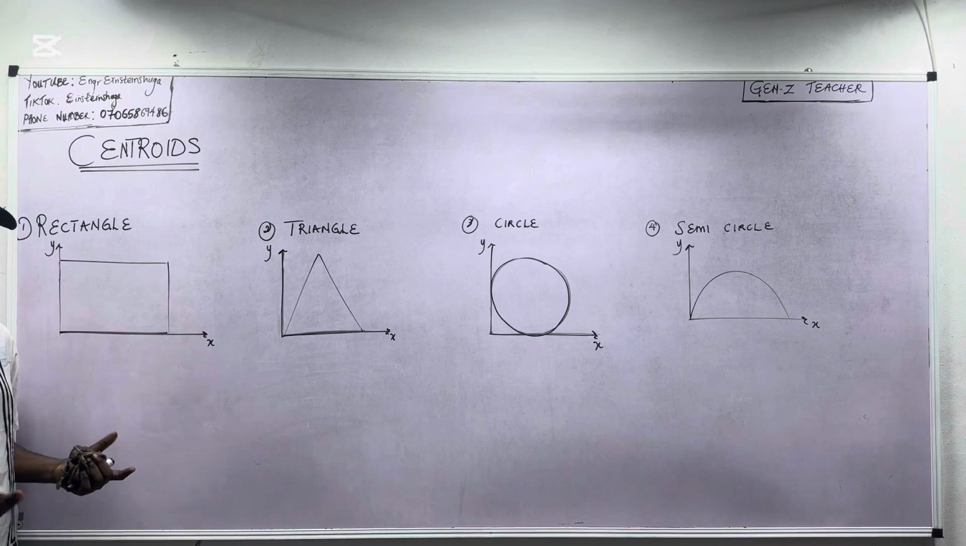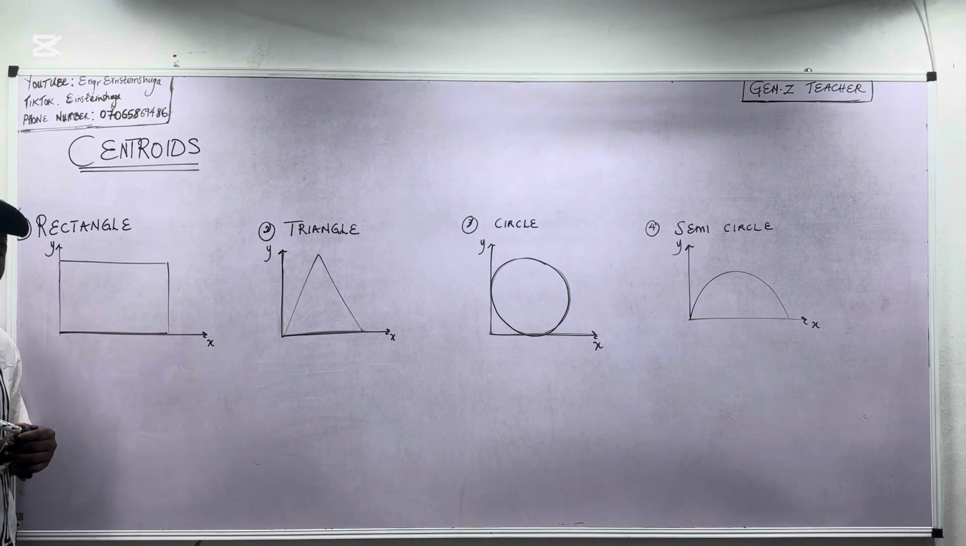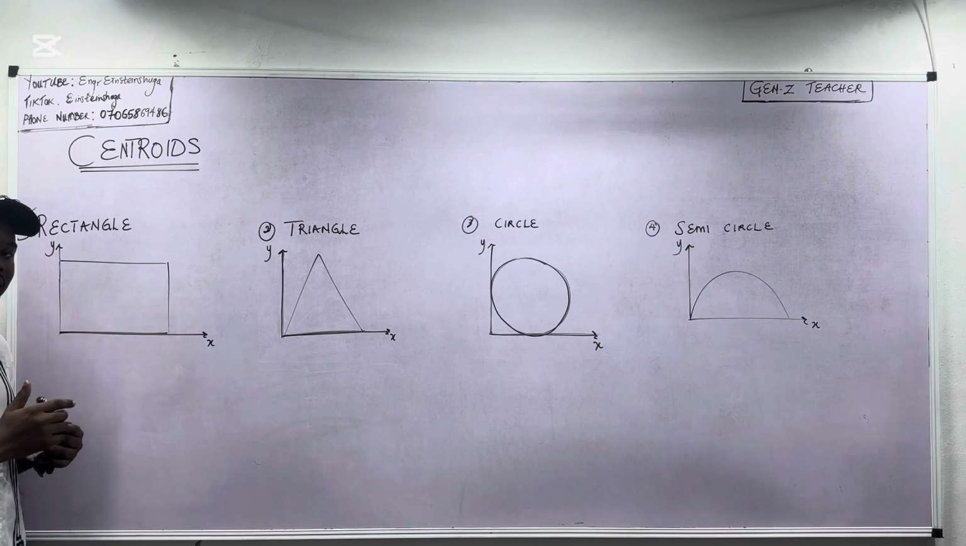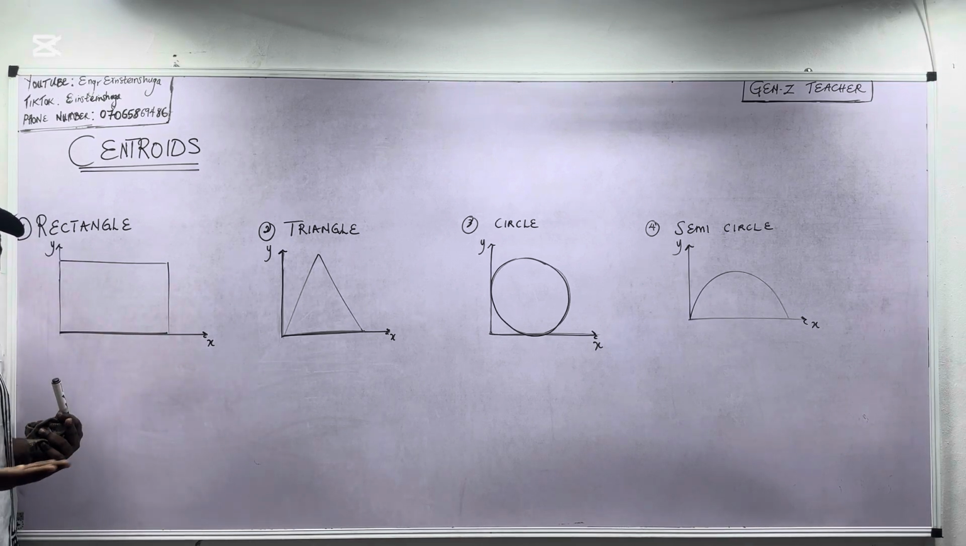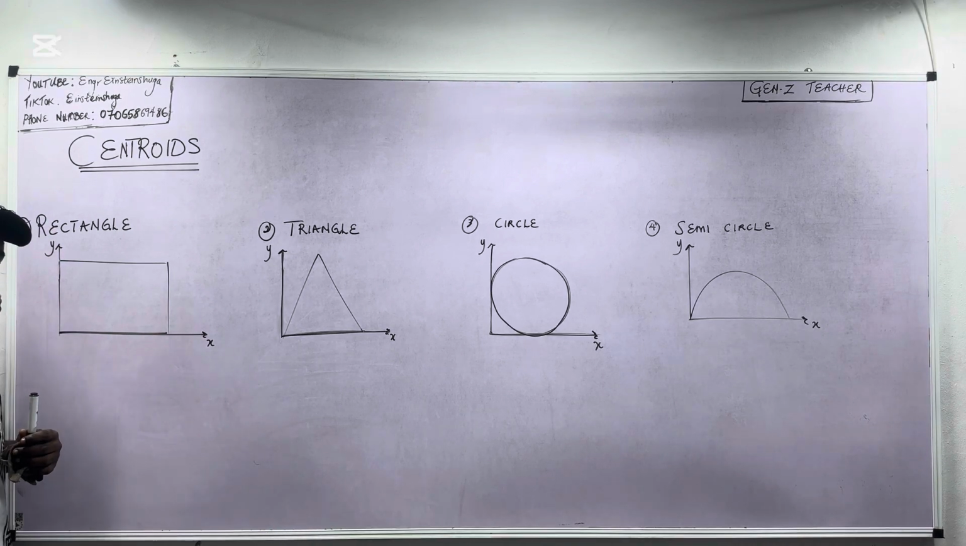Now what is a centroid? Simply put, a centroid is the distance from the center of a shape to a particular axis, either the y-axis or the x-axis. It can be called a parallel theorem. I'll explain later. So it's the distance from the center of the shape to an axis.